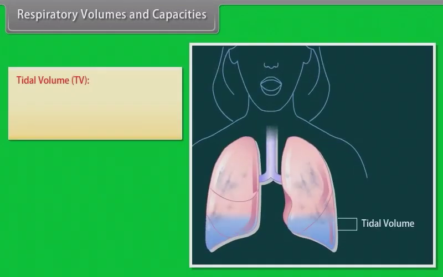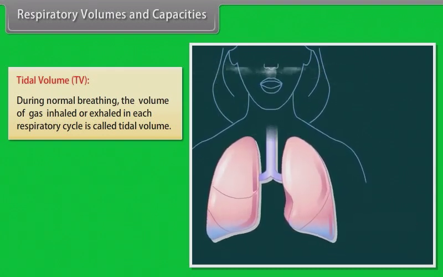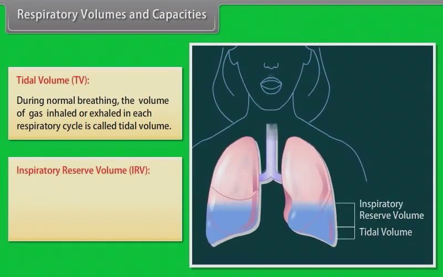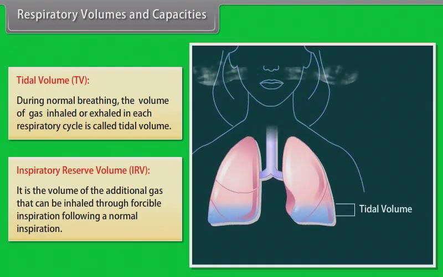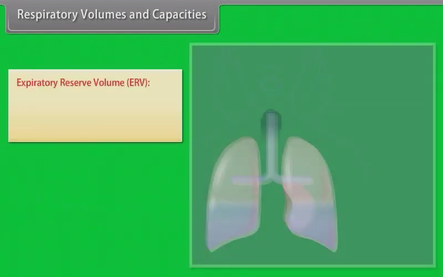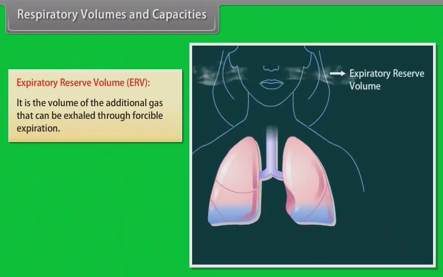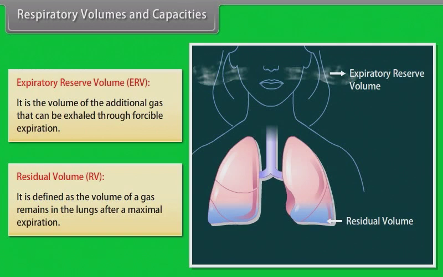Respiratory volumes and capacities. Tidal volume, TV. During normal breathing, the volume of gas inhaled or exhaled in each respiratory cycle is called the tidal volume. Inspiratory reserve volume, IRV. It is the volume of the additional gas that can be inhaled through forcible inspiration following a normal inspiration. Expiratory reserve volume, ERV. It is the volume of the additional gas that can be exhaled through forcible expiration. Residual volume, RV. It is defined as the volume of a gas that remains in the lungs after a maximal expiration.